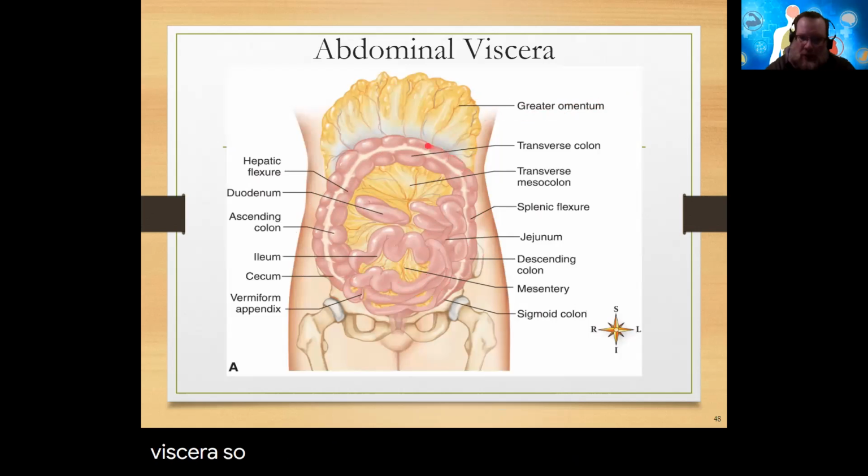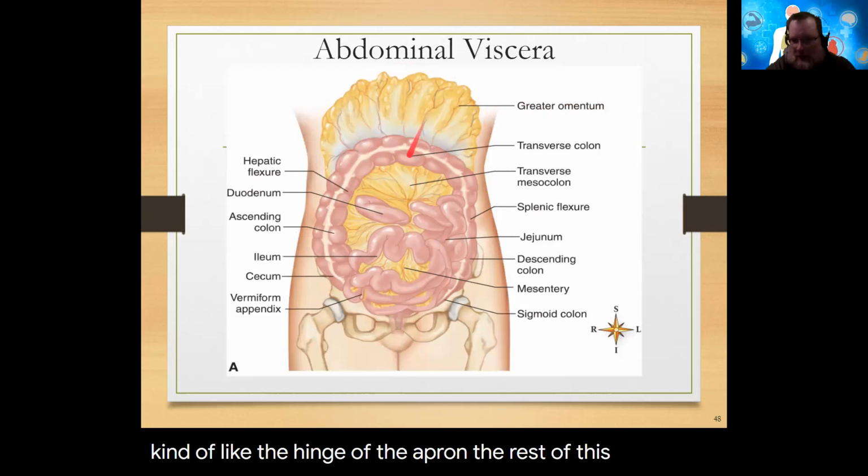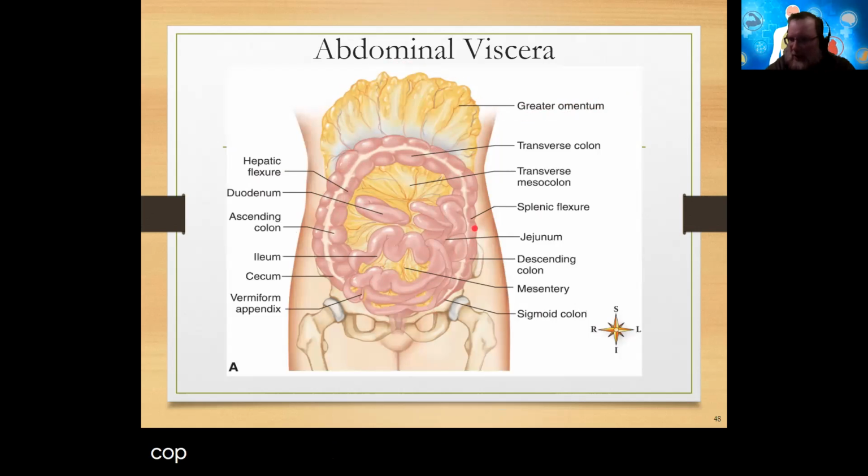So normally, this is almost like an apron. This is kind of like the hinge of the apron. The rest of this omentum is going to fold over and cover up your abdominal contents. So this has been lifted up. This section up here at the top would actually be right down here. So we just lifted it up to expose what's underneath.